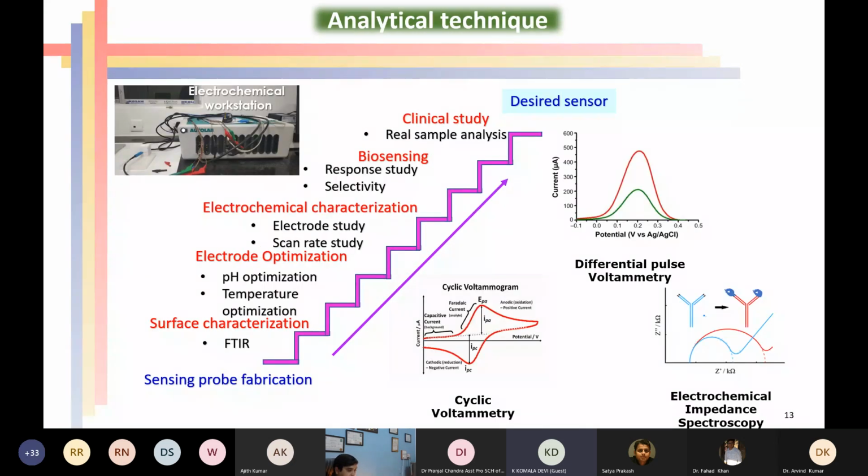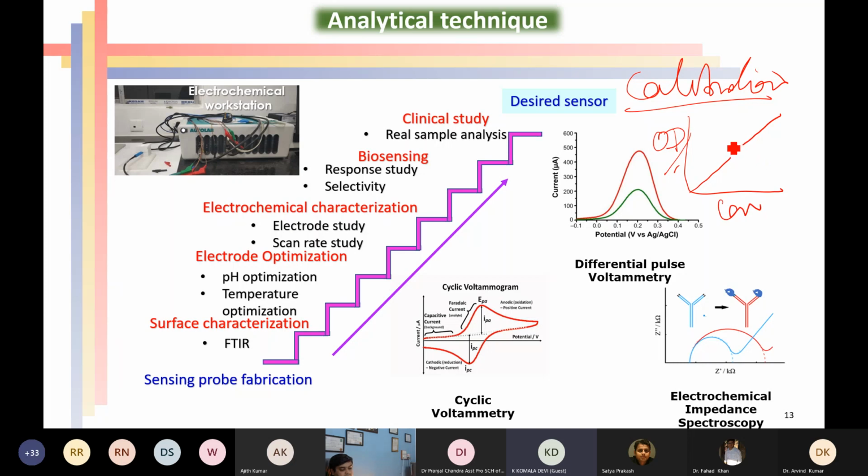When we characterize those things, what is the meaning of analytical performance? Calibration. I'm sure everybody knows ELISA. In ELISA, when you do the experiment, a straight line comes. On the Y axis there is absorbance, and on the X axis you have concentration. That is calibration. That is analytical performance, not technique, performance. It means you are increasing the concentration and the signal is increasing. That's the basic optical readout.